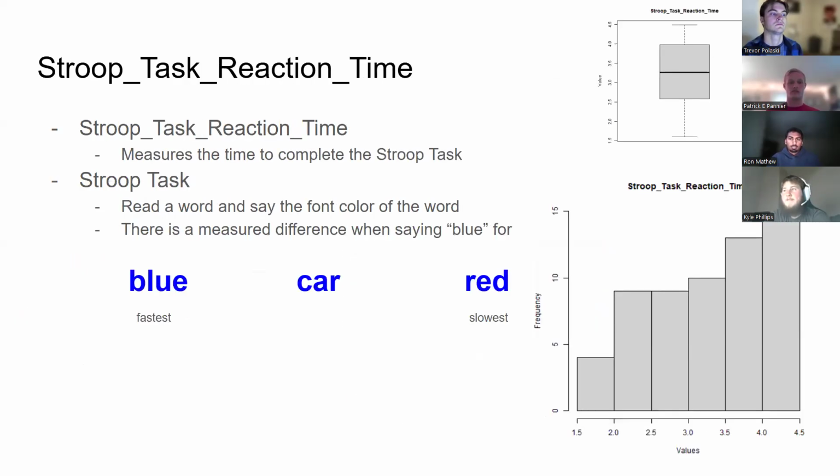Our fourth cognitive test was task reaction time, which is the reaction time to do the Stroop test, which is to say the color of the word instead of reading the word. It is seen that it's fastest when the word is the same color, and slowest when the word is another color. And you can see from the histogram that we have higher times than average.